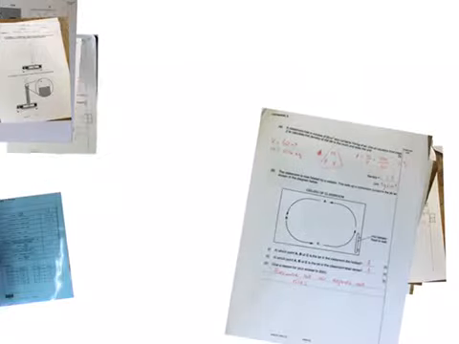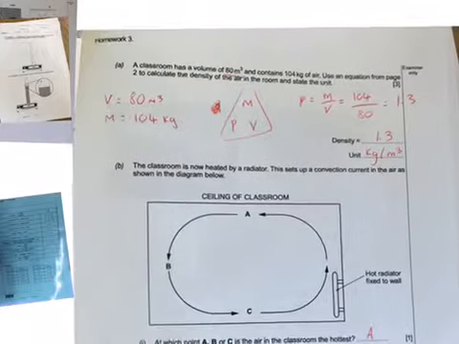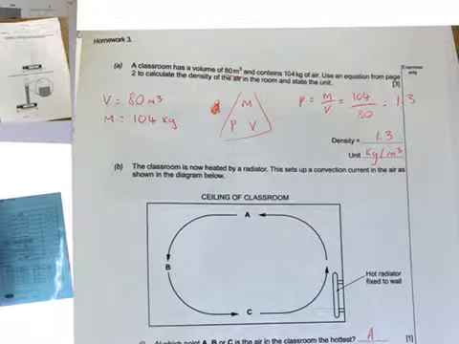And then we're on to homework 3 now. A classroom has a volume of 80 meters cubed and contains 104 kilograms of air. Use an equation from page 2. Well, we kind of know the equation now, don't we? To calculate the density, it's going to be this triangle here. I know my V, I know my M. So rho equals M over V, and that's your answer. 1.3 kilograms per meter cubed. And you get a mark for stating the unit there.